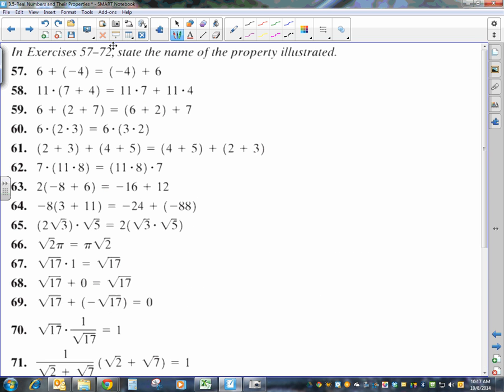Okay, in the last couple of problems, you just have to identify the property. And I want to do these because I want you to know what I'm expecting you to write down when you answer these questions. Okay, when I look at this, 58, I'm going to work through some even problems. 58 says 11 times parentheses 7 plus 4. And on the other side, they wrote 11 times 7 and 11 times 4. So hopefully you can see that what they did was they used the distributive property.